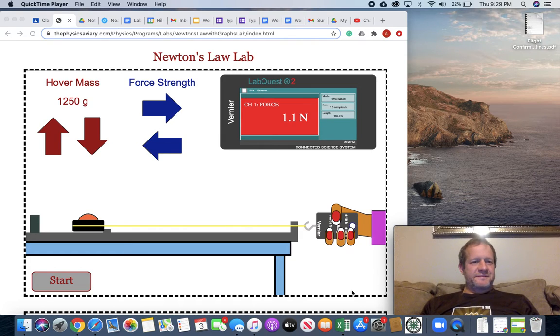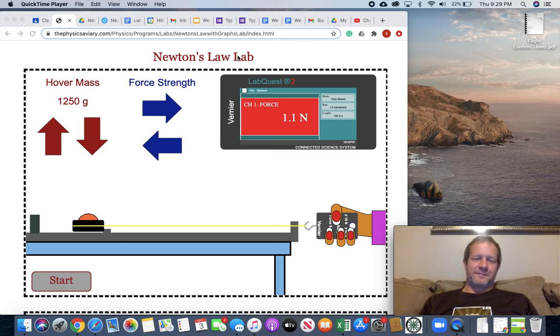Alright, you physics freaks. I'm here to give you a quick tutorial on how to work with this virtual lab setting for this acceleration, net force, and mass lab. The virtual lab setting calls it Newton's Law Lab, which it is, but I have a different name for it. It doesn't really matter what you call it. But anyways, here's the setup.